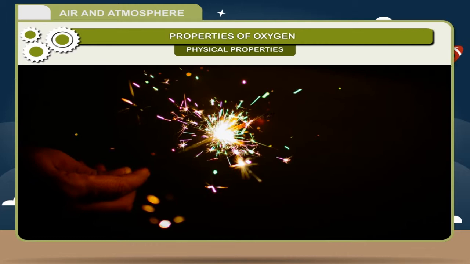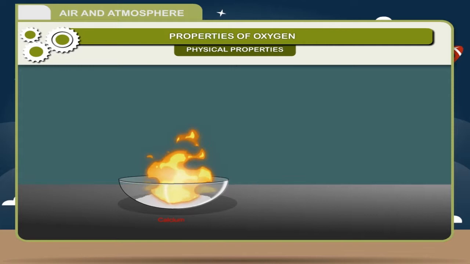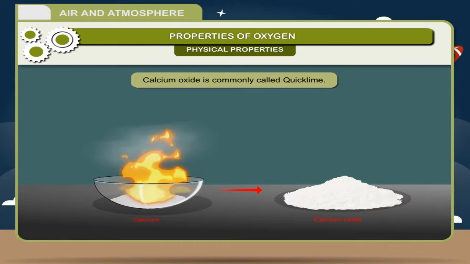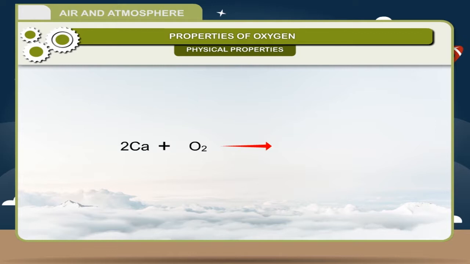Calcium reacts with oxygen to form calcium oxide. Calcium oxide is commonly called quicklime. 2Ca plus O2 gives 2CaO.